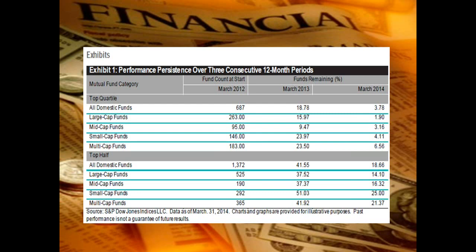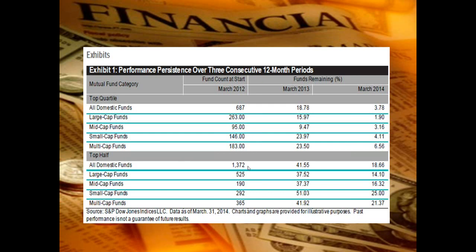And what's really eye-catching is if you go out 2 years, less than 4% of the top 25% of mutual funds in terms of performance in March of 2012 are still in that highest quartile. Oh, it's even scarier than that. If you go halfway down the chart, you get to the top half as opposed to the top quartile. So the top 50% of all mutual funds.